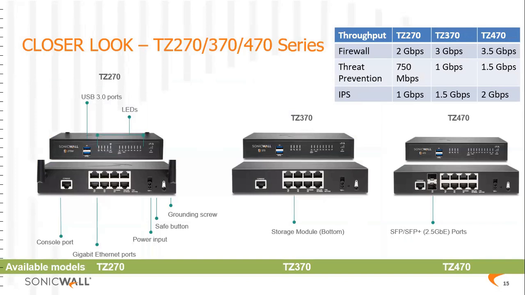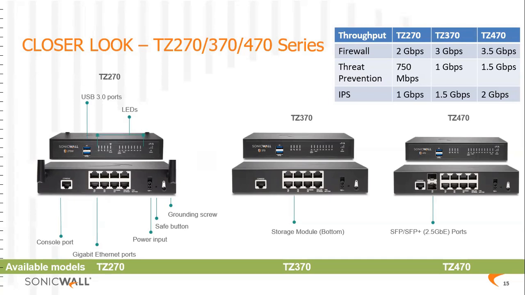TZ models, which are the TZ 270, TZ 370 and 470 series. So we can see that this is the interface. We have the console port, the gigabit ethernet port, of course the power input, the reset button, and the routing screw for the TZ 270 series. We have the USB 3.0 port, and then you can see the LED.